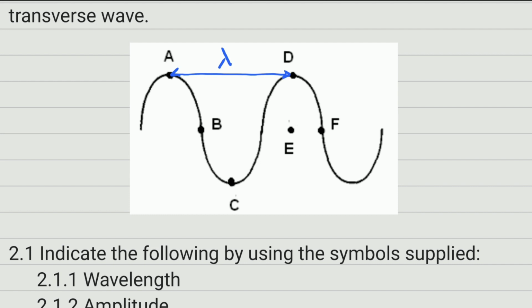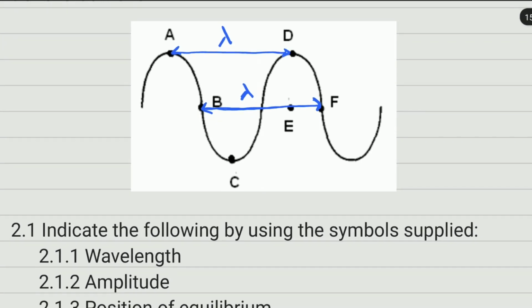Okay, and there is another one, B to F. Remember, the more complete definition for wavelength is the distance between two consecutive points that are in phase. So either of those represents one wavelength. So all you have to write here is that wavelength is either AD or BF. Those two represent the wavelength.